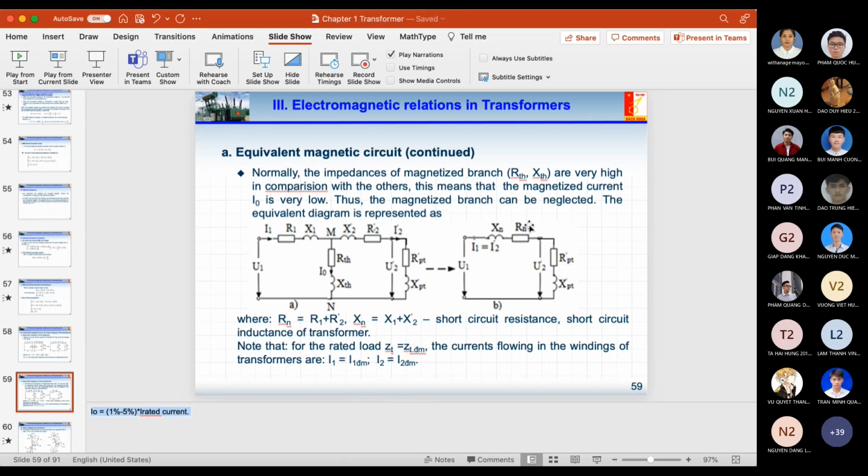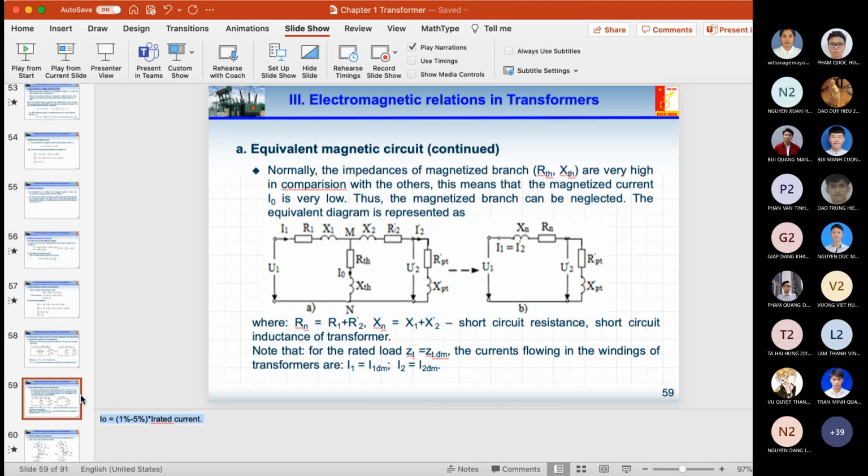Of course you can see Rn, Xn, or RPT is the resistance and inductance of the load, and Rn is equal to R1 plus R2, where R1 is the resistance of the primary winding and R2 is the resistance of the secondary winding. In the same way we get the values of X1 and X2 also.